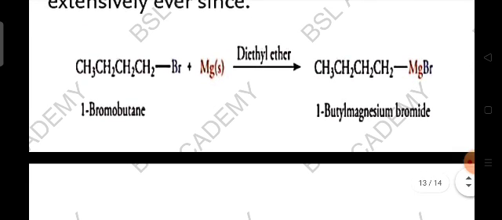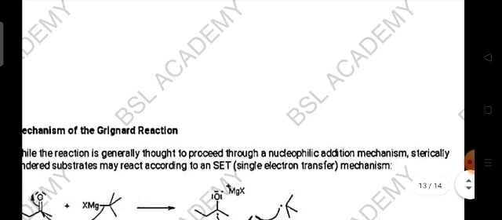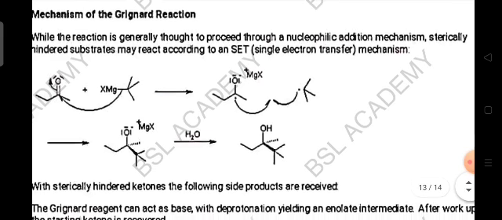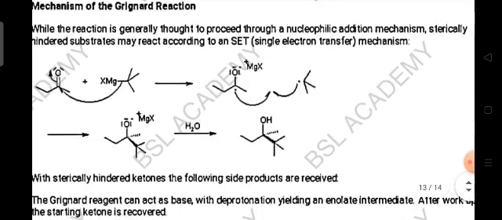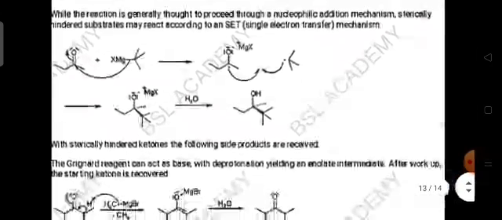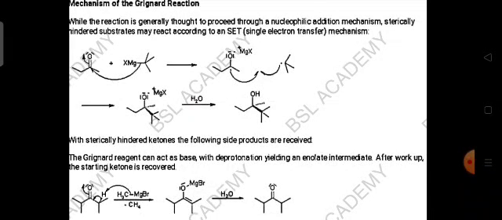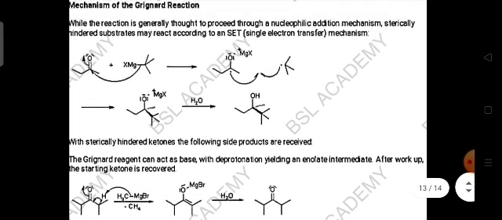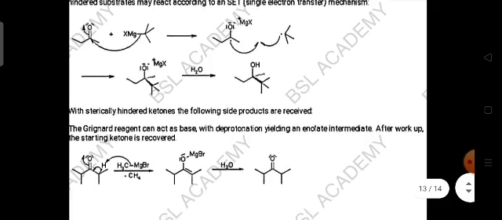So here you can see CH3CH2CH2CH2Br plus Mg in diethyl ether changes into CH3CH2CH2CH2MgBr, and here you can see its mechanism. So mechanism is not important for your board examination, but here you can see. So let's see carefully, and hope you studied it before. So let's watch it, because mechanism is not very important for your boards.